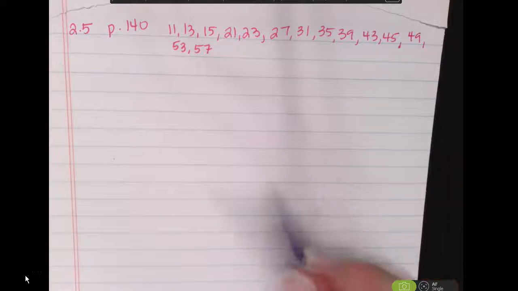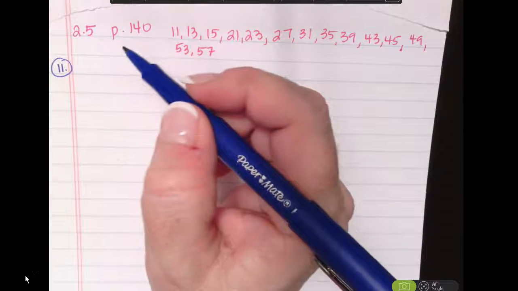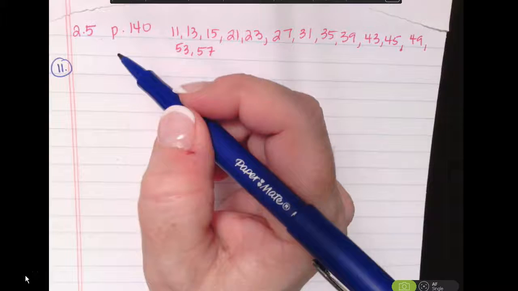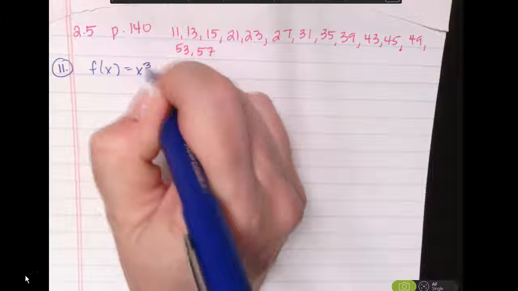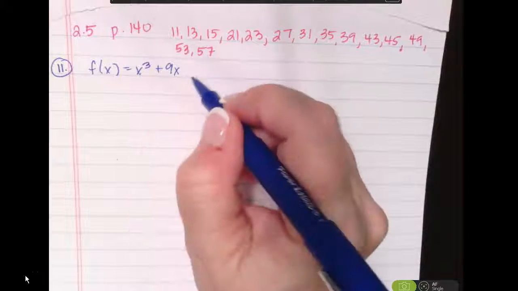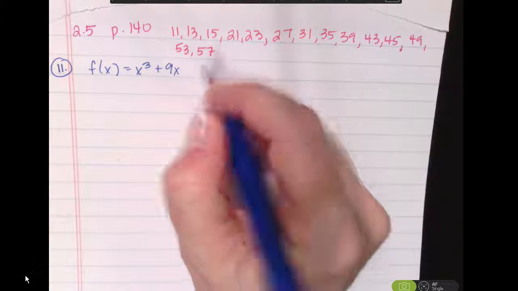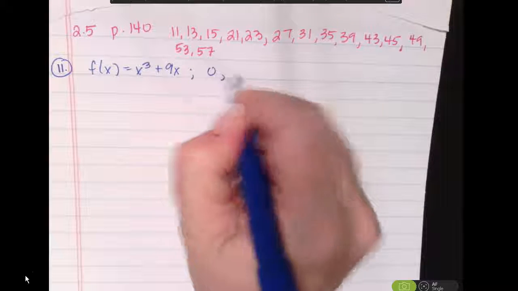Okay, here's the homework for 2-5. We're on page 140 and we'll start with number 11. In number 11 we've got a function given, f of x equals x cubed plus 9x, and then we're given 3 roots and we need to confirm that those are the roots of the function.